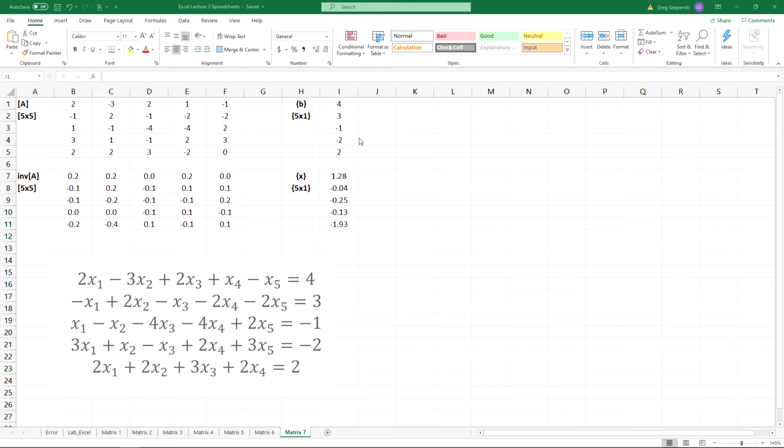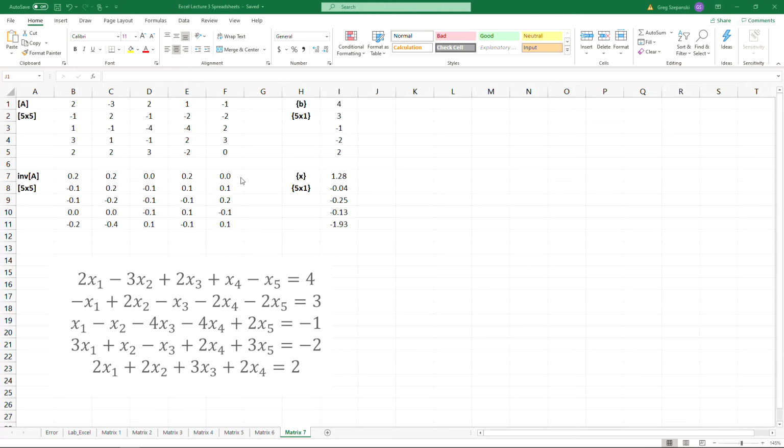My B matrix over here are my constants. So the first equation's a 4, a 3, a minus 1, a minus 2, and a 2. So I take the coefficients with my variables and I invert that matrix. So I took my 5 by 5 matrix, I inverted that matrix here.